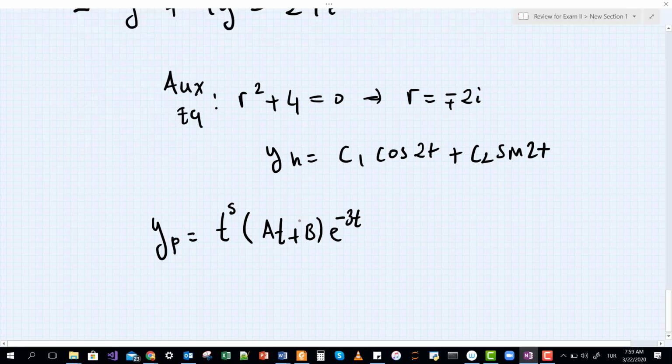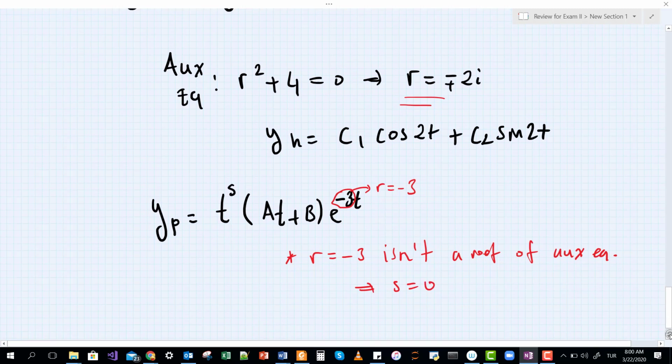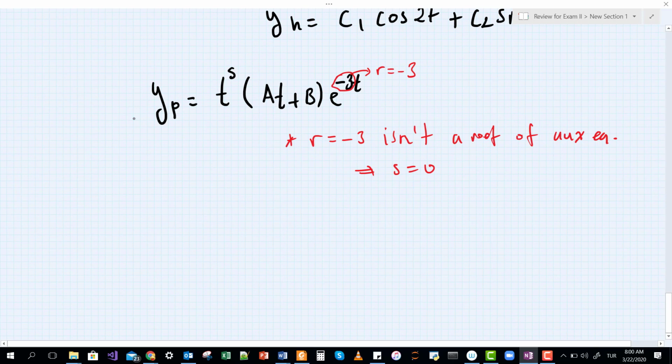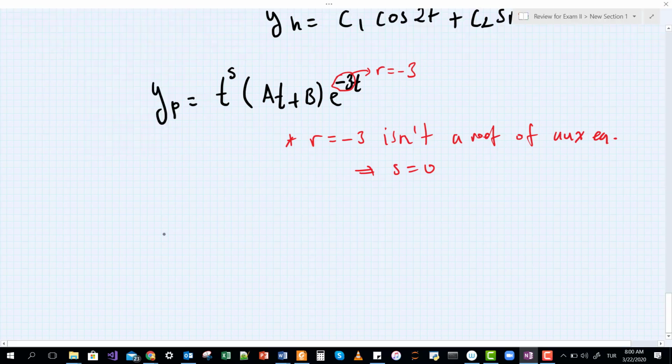I need to compare my r value here, which is equal to negative 3, and see if it is equal to one of the roots. As you see in this case, negative 3 is not equal to one of these roots. That's why I'm not going to need any extra term. So it is not a root of the auxiliary equation. That is why we can assume that s is 0. Now I'm going to continue without the extra term. That's better, right? It's going to make my job easier.